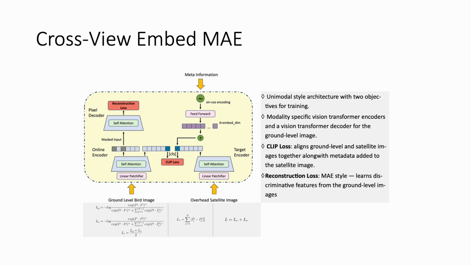The first architecture that we propose is a unimodal style architecture with two objectives for training. It consists of modality specific vision transformer encoders and a vision transformer decoder for the ground level image. We use clip loss which aligns ground level and satellite images together along with metadata added to the satellite image, and we use the reconstruction loss that learns discriminative features from the ground level images.